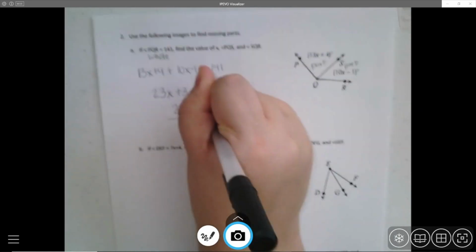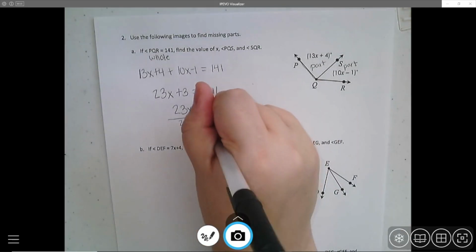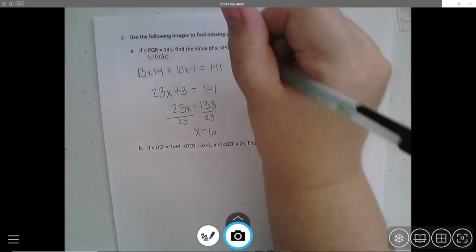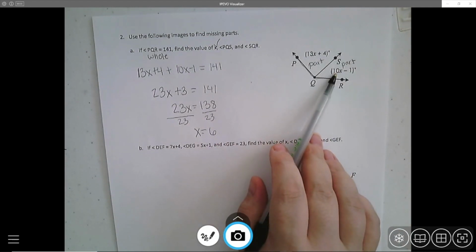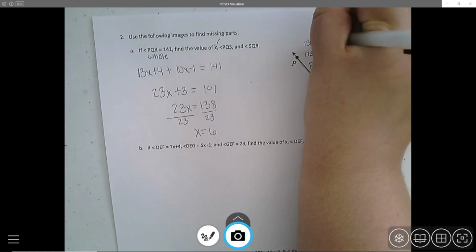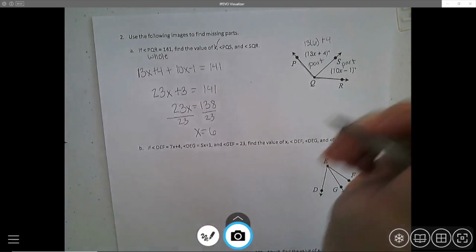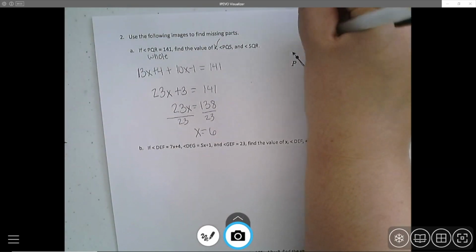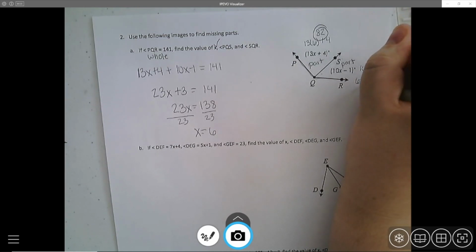Divide by 23, x equals 6. Okay, I found x. For the other angles, PQS and SQR, I substitute in here. So for PQS, that'd be 13 times 6 plus 4, which gives me an answer of 82. SQR would be 10 times 6 minus 1. That'd be 60 minus 1, which is 59.